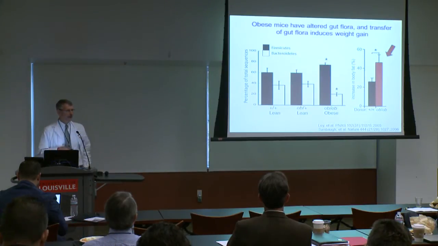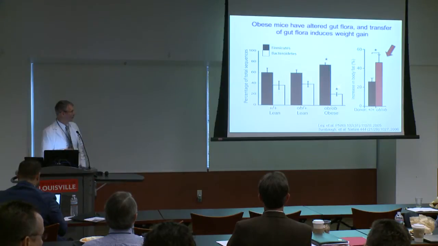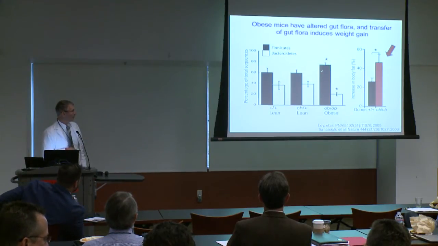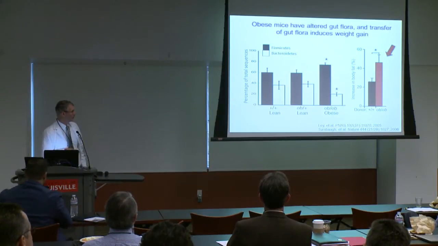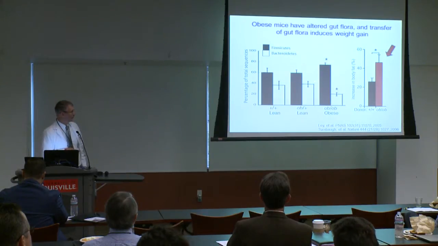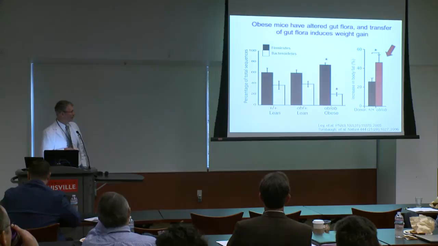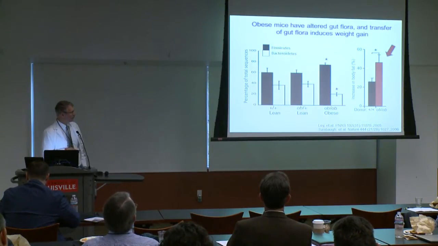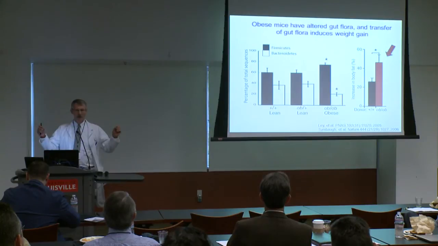Another pivotal study from Washington University looked at the OB/OB mice and showed that they had altered gut flora with an increase in firmicutes and a decrease in Bacteroides. They then transplanted the gut bacteria from these obese and lean mice into germ-free mice. And the germ-free mice that got the gut bacteria from obese animals ended up with more body fat.